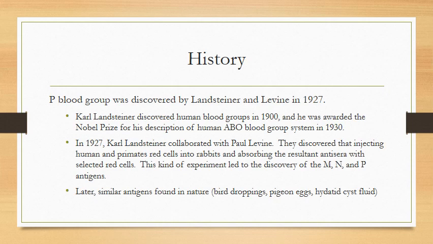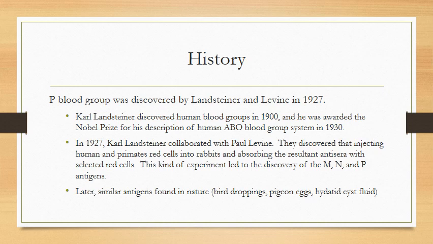P blood group was discovered by two people, Mr. Landsteiner and Mr. Levine, in 1927. Mr. Karl Landsteiner discovered the human blood group ABO in 1900. He was also awarded the Nobel Prize for this discovery in 1930. In 1927, Mr. Landsteiner collaborated with Mr.